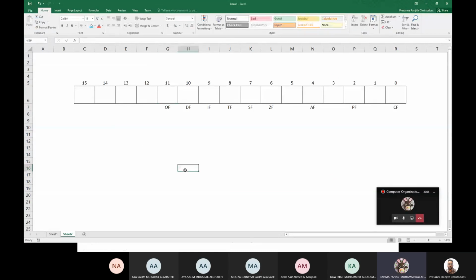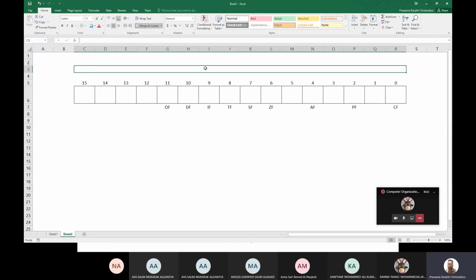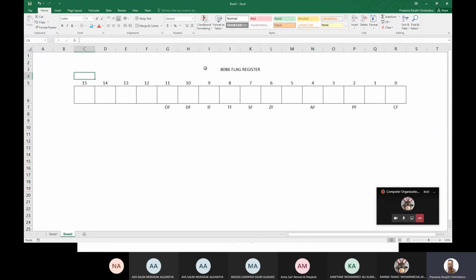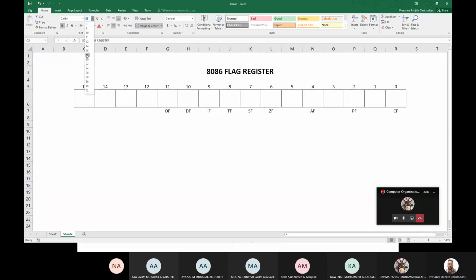Mister, I cannot hear you. I'm not talking anything, I'm only typing. Okay, Mister. Okay. Now this is called the flag register. This is called the 8086 flag register.